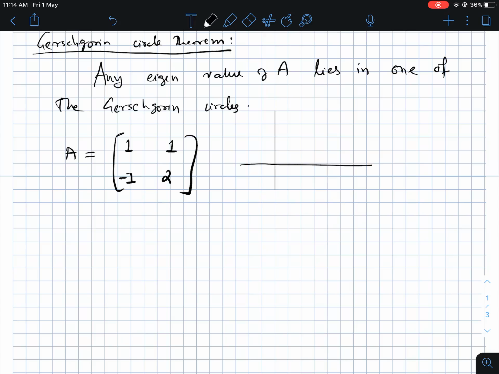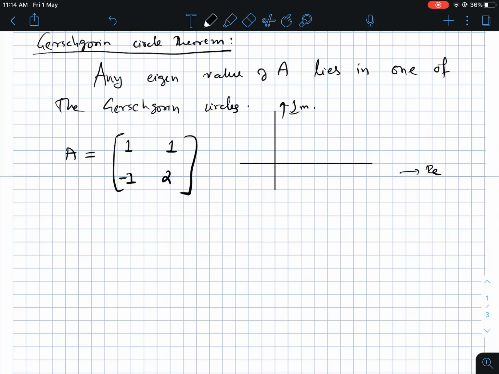So this is the complex plane, this is the real axis, this is the imaginary axis. I want to draw a circle with center at 1, so the center is here, let's say this is my 1, and radius 1. So that's going to be something like this. Perfect. This is the first Gershgorin circle corresponding to row 1.